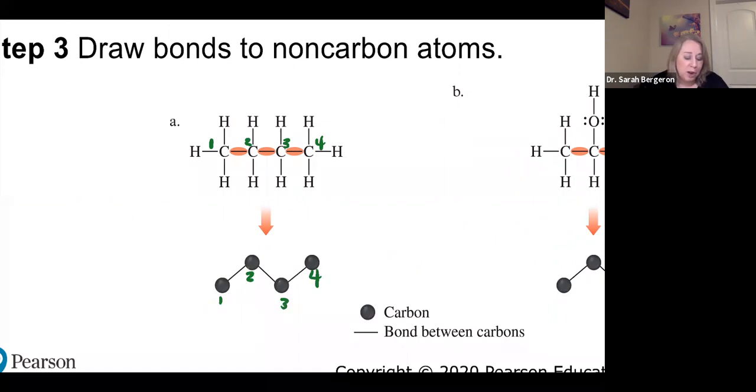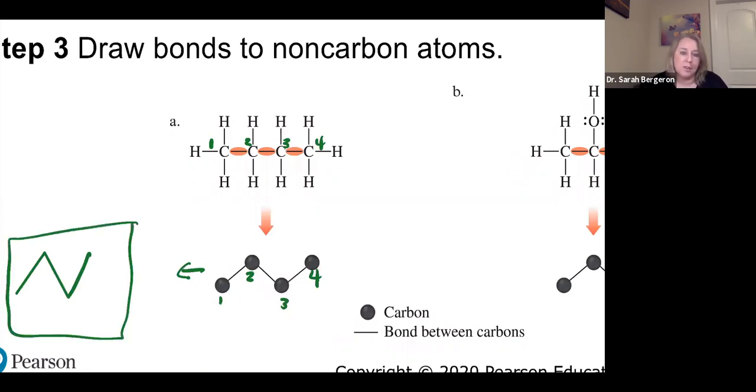Now, when you do your final structure, don't leave it with dots. Draw one last final structure that is just lines, right? And so this would be my final structure. I have 1, 2, 3, 4 carbons, but I'm not going to leave my numbers. I'm going to take my numbers off. So this would be my final answer for my skeleton structure of this original molecule, right?